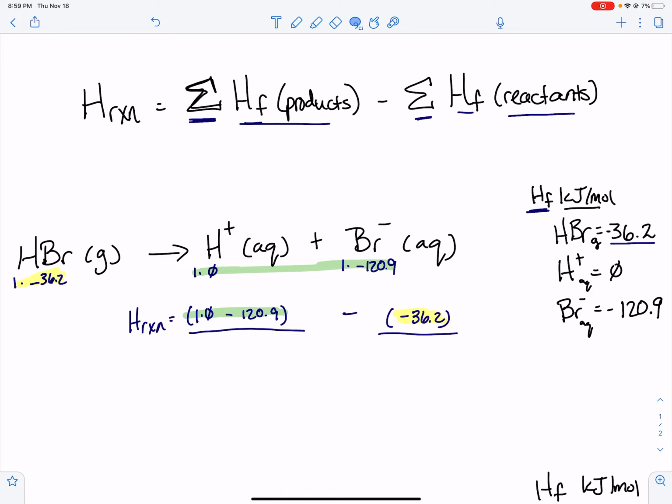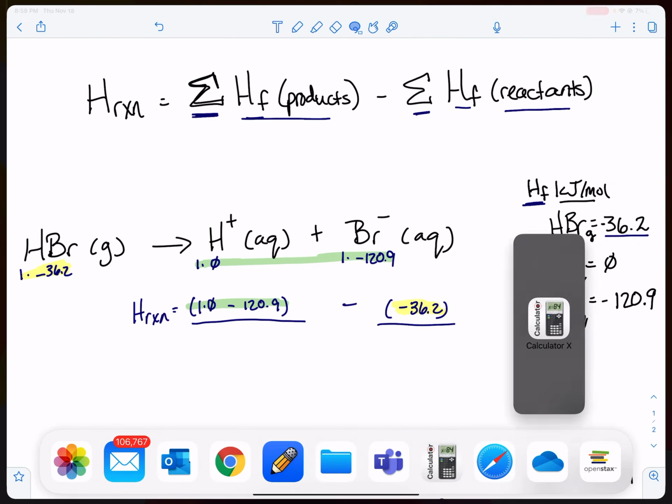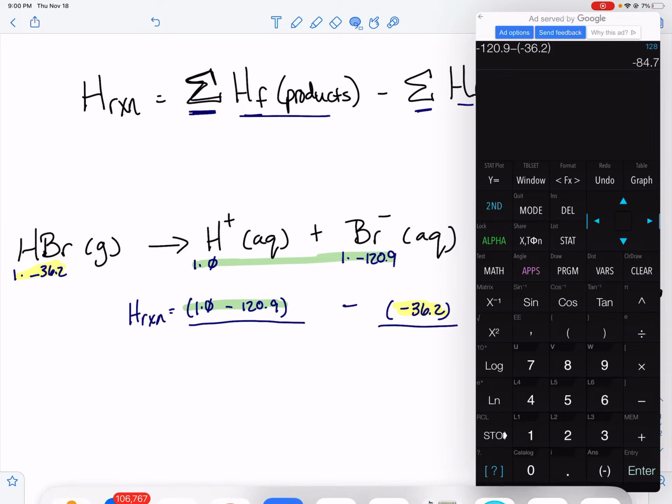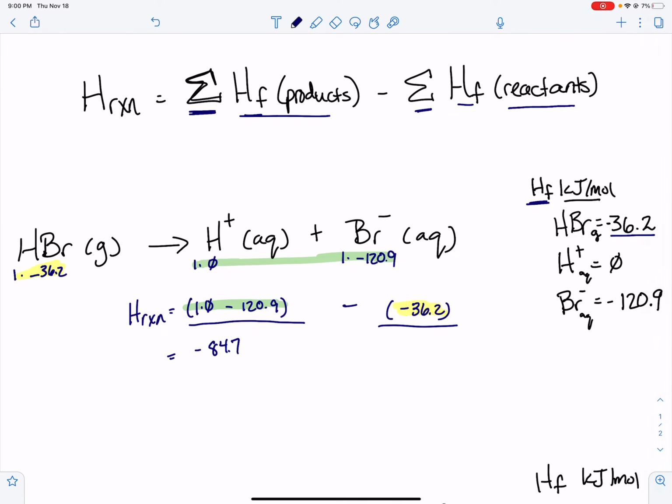So that's your H of reaction right there. We just plug it in our calculator, which is no big deal at all. And then we'll get the answer. So negative 120.9, because the 0 is just 0, minus parentheses negative 36.2. So that gives us a total H of the reaction, or the enthalpy value, equal to negative 84.7. And if you're wondering on the units, these come in a certain unit, but always check, kilojoules per mole, because each of the values are that value.